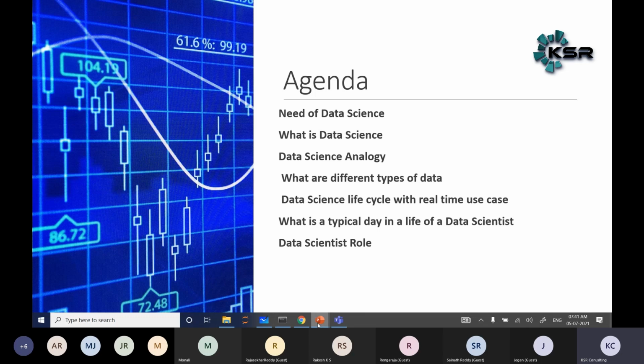With a simple analogy, I can give an example. What are the different types of data? If time permits today, I will tell you about a real use case, how telecom companies are using real-world data sets. Everyone wants to understand what a typical day in the life of a data scientist is, and what the roles and responsibilities of a data scientist are. We are going to cover that.